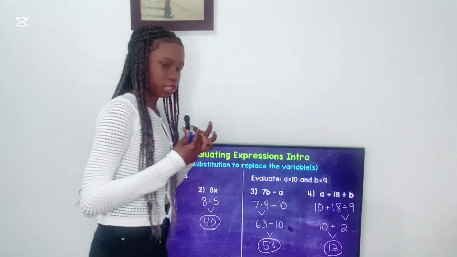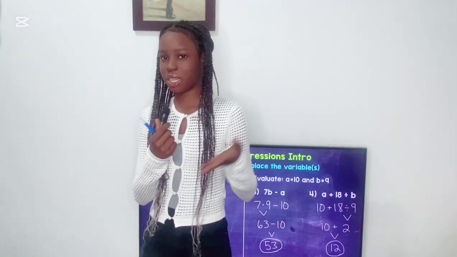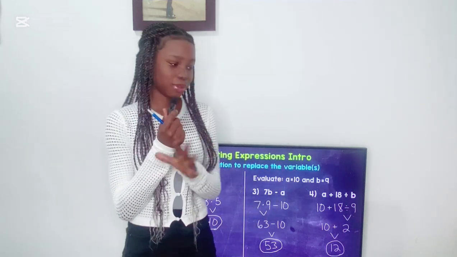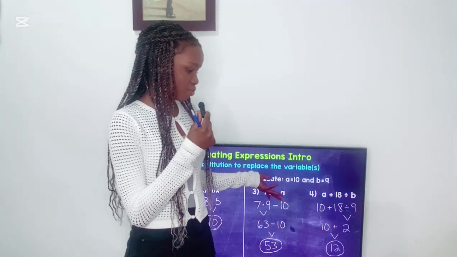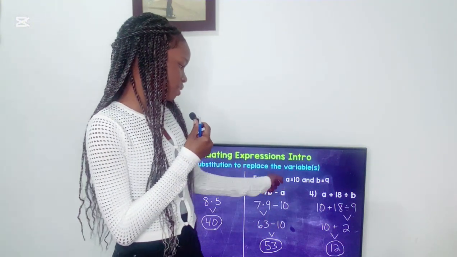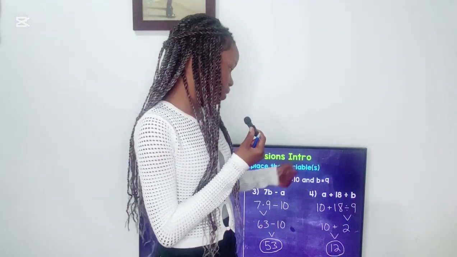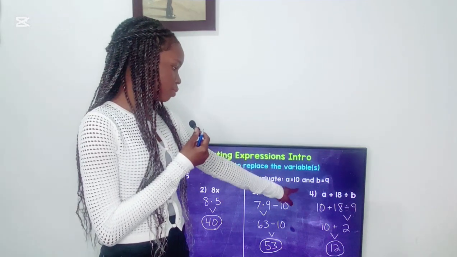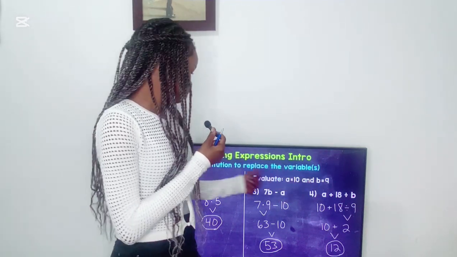But it's not multiplication. So that is all about evaluating expressions, an intro into evaluating expressions. I hope you guys enjoyed this video because, like many other topics, this is definitely one of the easier ones. It's really simple, to be honest, because you just replace these letters with numbers. Substitution. Replace the variables. The variables we're substituting are 10 and 9.